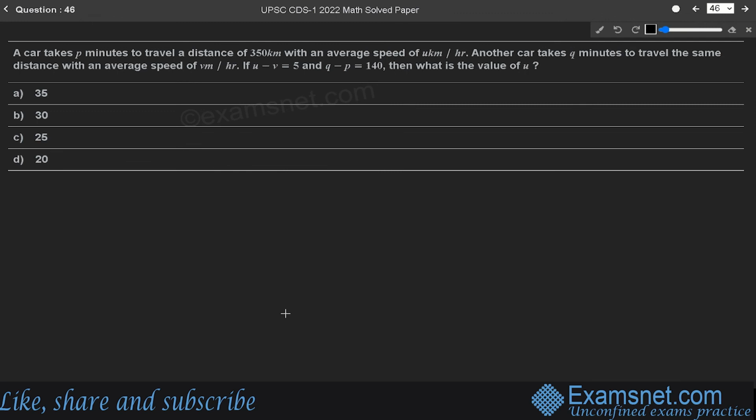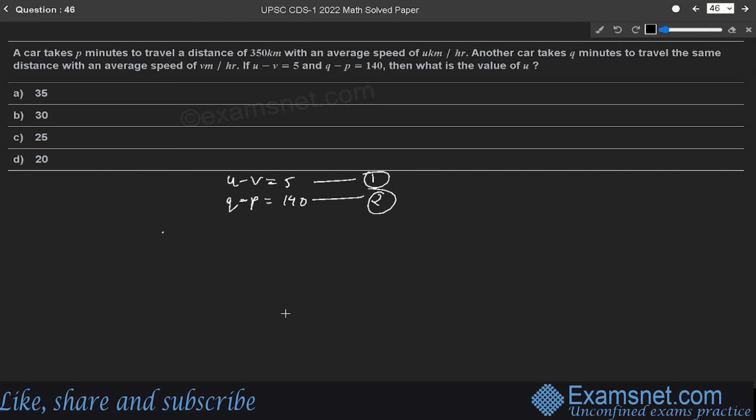Two equations are given in the question, which are u minus v is equal to 5 and q minus p is equal to 140. These are the two equations given in the question. Let this be equation number 1 and let this be equation number 2. Now, according to the question, the total distance covered by both the cars is constant.